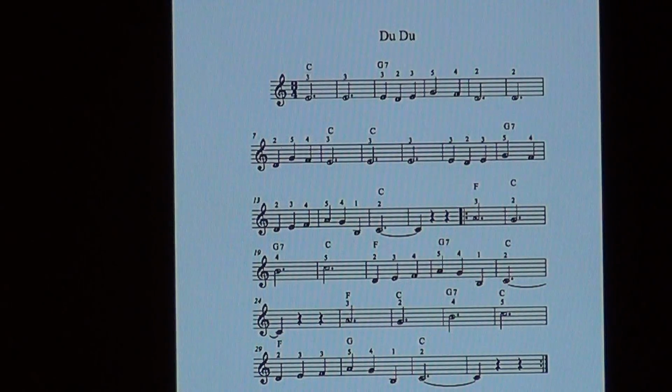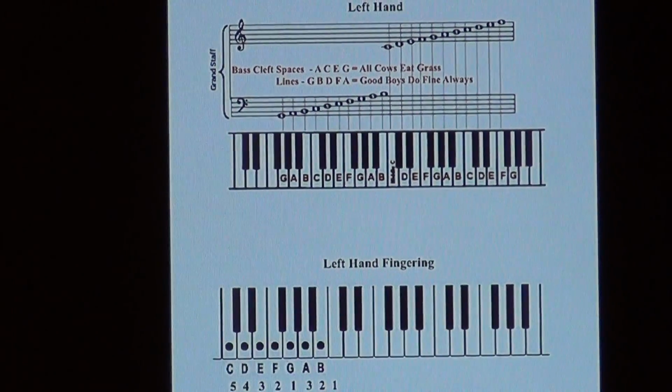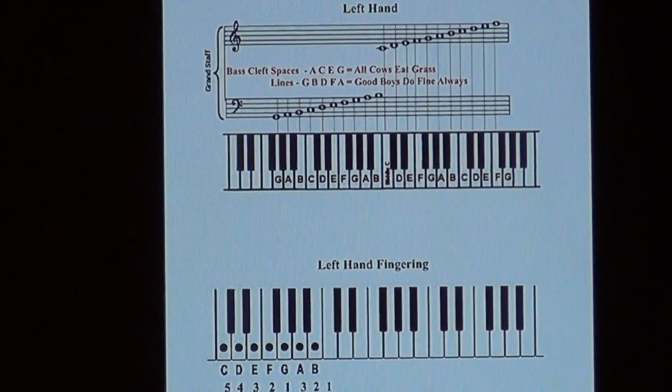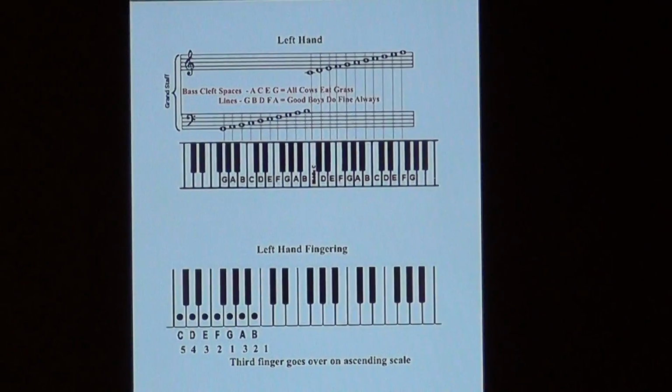Okay, let's go on to the next page. Left hand. This is our lesson for today. And here you have spaces and lines too. So what is the mnemonic for your spaces?